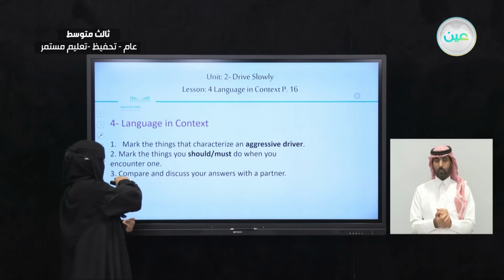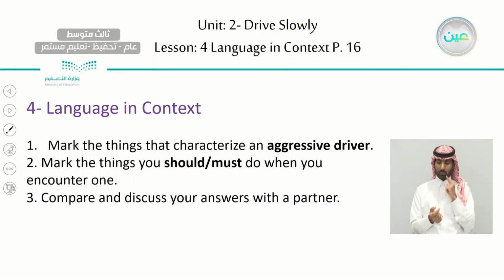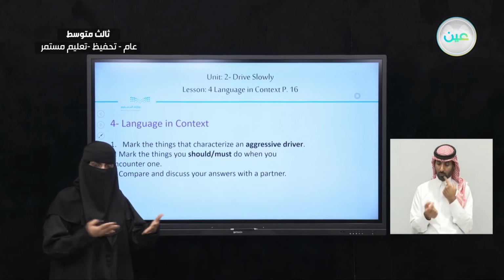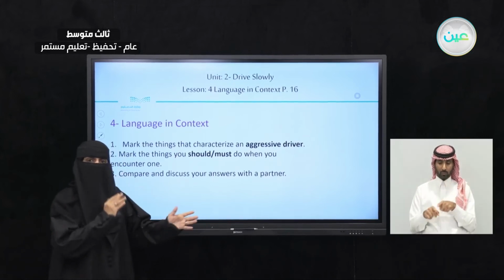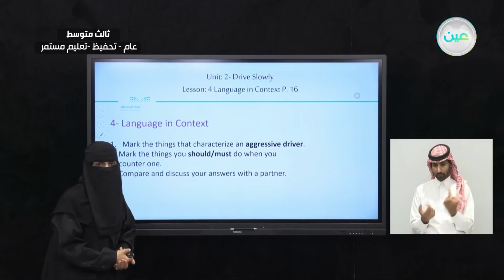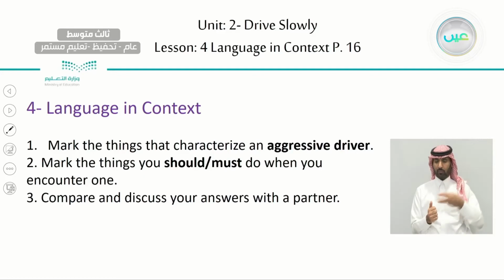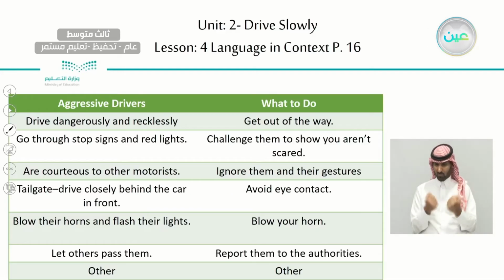Okay? 3, compare and discuss your answers with a partner. When you finish answering the question, you should change it to a speaking exercise. You should talk. This is we should, we should not. So discuss the answers together. Okay? So we will start with the first one. Mark the things that characterize an aggressive driver. This is the table. You can see it in your book. Okay, this is the table.